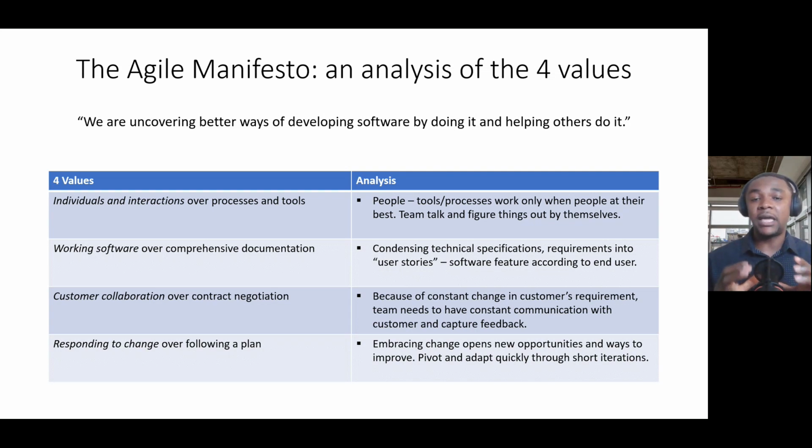Condensing technical specifications: in a waterfall environment, you're more or less concerned about technical specification requirements. But in an agile environment, all of those requirements are condensed into what is called a user story. And what is a user story? A user story is a software feature written from the perspective of the customer, for example, the functionalities that the end user is using.